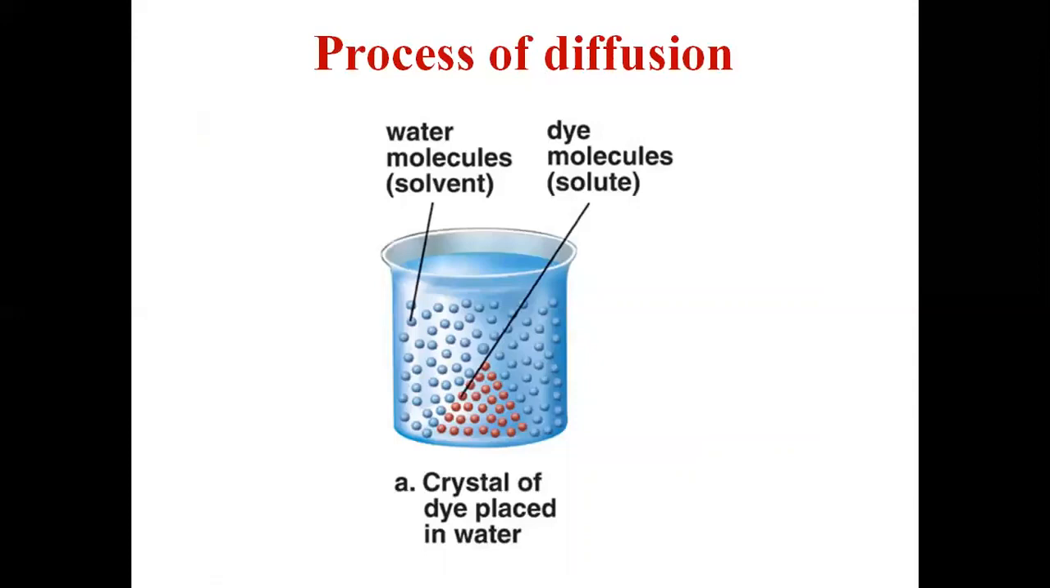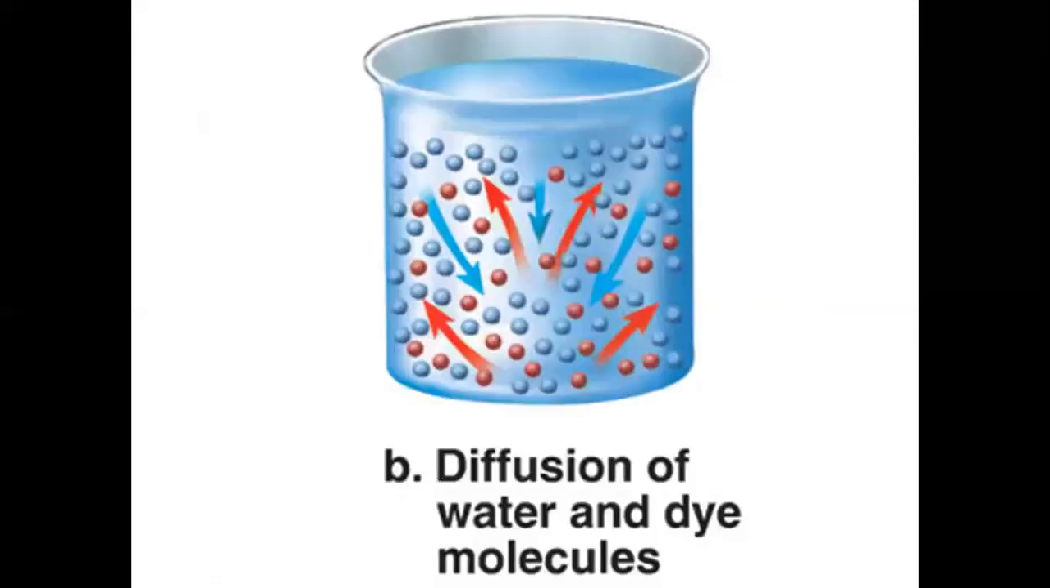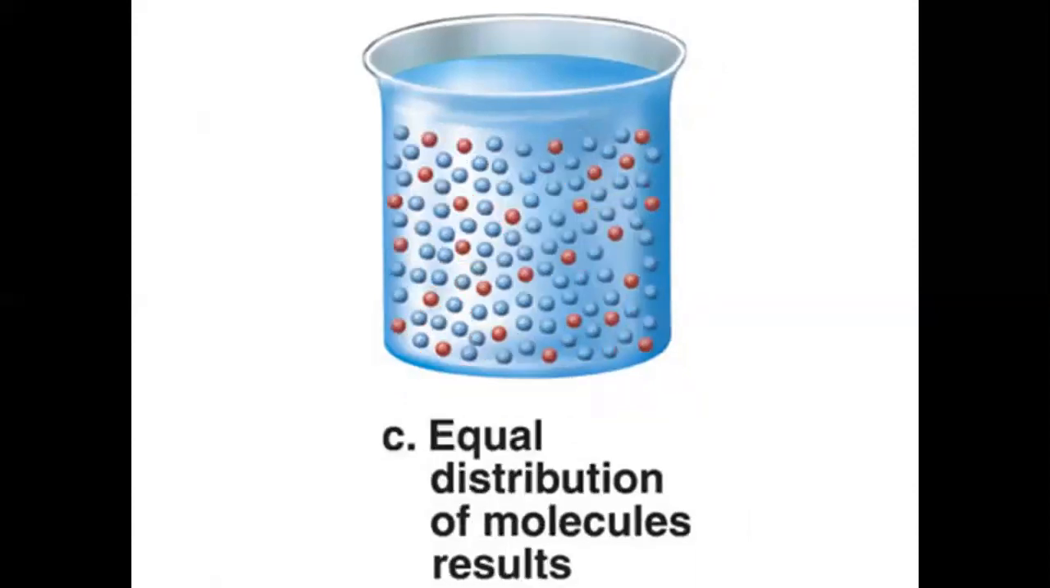In this example, we can see water molecules, the solvent, present inside a vessel, mixed with dye molecules. A crystal of dye is placed in water, and then diffusion plays an important role. The water and dye molecules get mixed with each other, and equilibrium is reached. The dye molecules are diffused equally inside the water, so equal distribution of molecules results at the end.